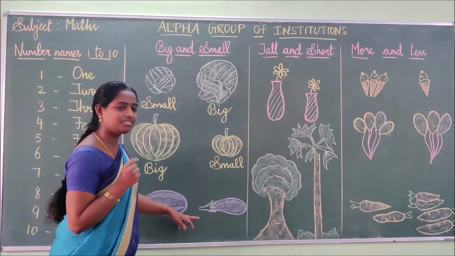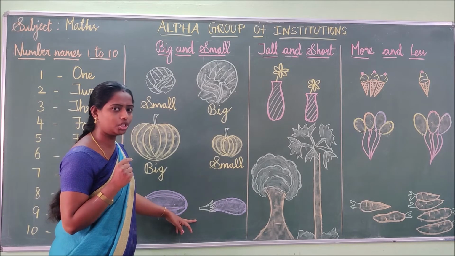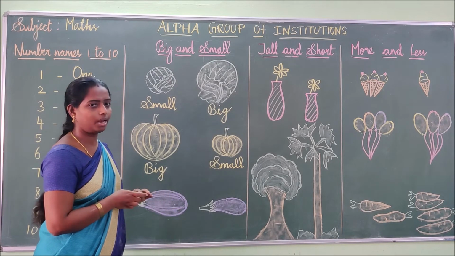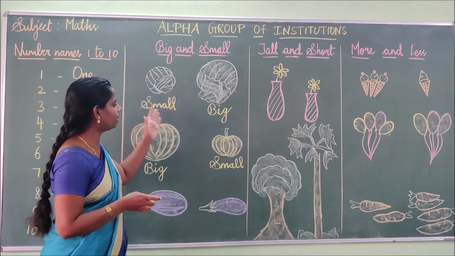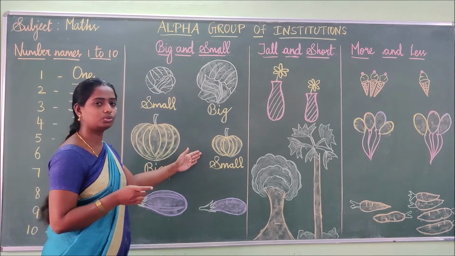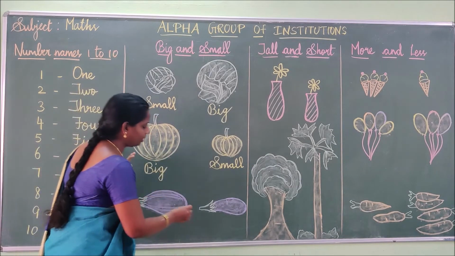So, first shall we start with the small brinjal? We all know the spelling for small. Already we have learnt it. We have written it two times, isn't it? Okay. Shall we start to write this?